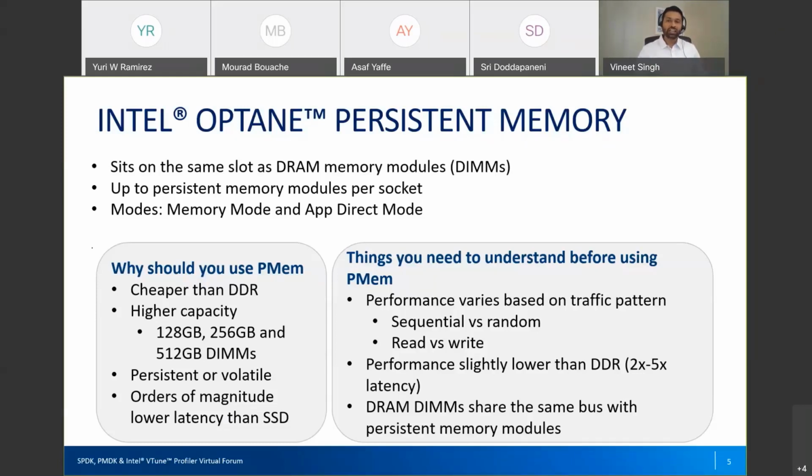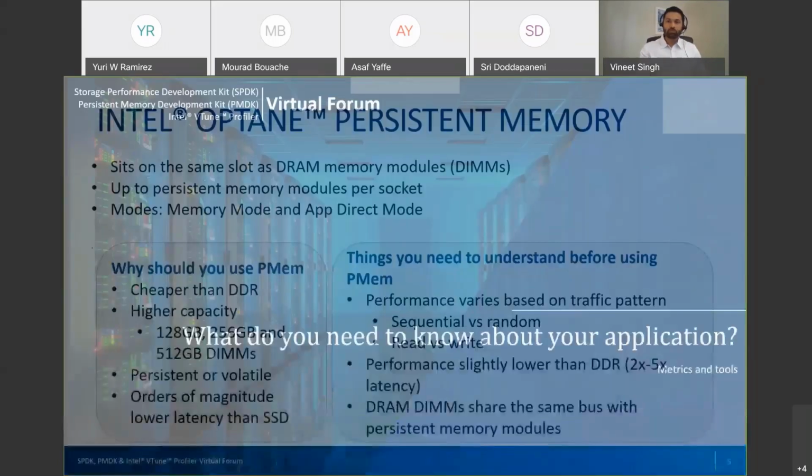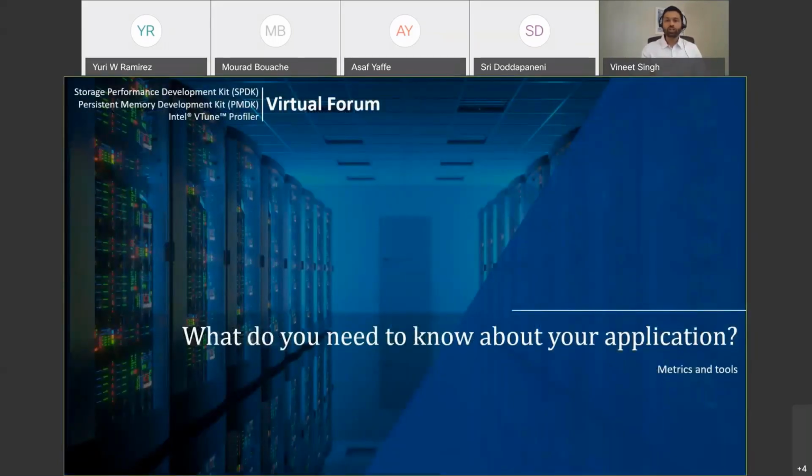We'll go into details of how these things can affect different use cases. So let's move on to what you need to know about your application. As I said, this is not a golden bullet, and you need to know if it's useful to use persistent memory in your particular use case. In order to find out if persistent memory is a solution for you, you need to understand what you are running on your system and your hardware.